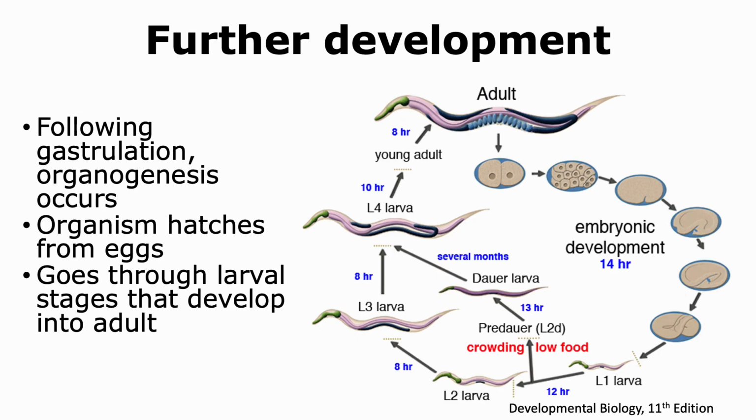Following gastrulation, organogenesis will occur and then the organism hatches from the eggs. In the case of C. elegans, the organism will go through different larval stages and ultimately develop into an adult, which will be able to form the male and female gametes and thus is able to reproduce.